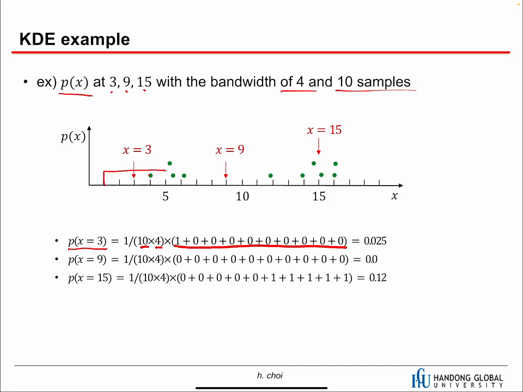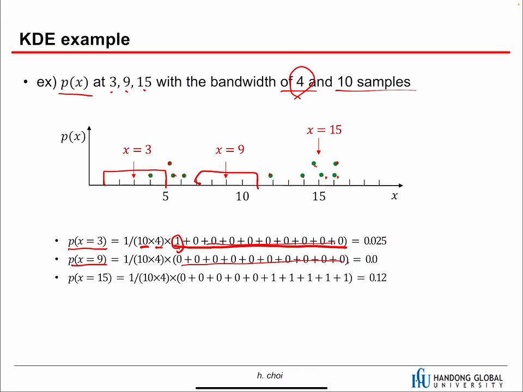So this is the window because it is 4. So this one is within the window, so it is 1. And all these samples are not within the window, so these are zeros. And how about this? P of x is 9. Then all the samples are not within the window, so these are all zeros.